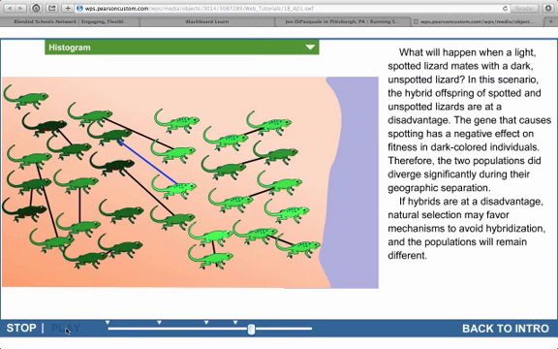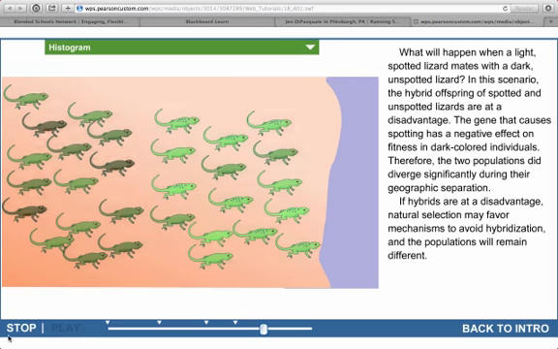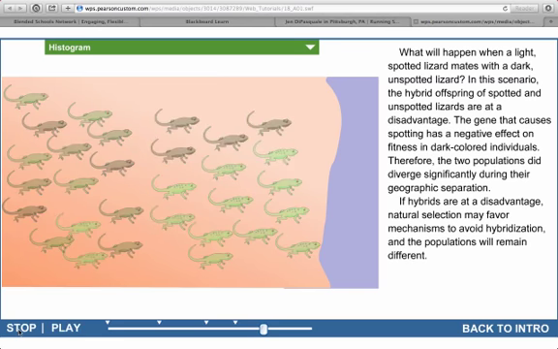In this scenario, the hybrid offspring of spotted and unspotted lizards are at a disadvantage. The gene that causes spotting has a negative effect on fitness in dark-colored individuals. Therefore, the two populations did diverge significantly during their geographic separation. If hybrids are at a disadvantage, natural selection may favor mechanisms to avoid hybridization, and the populations will remain different.